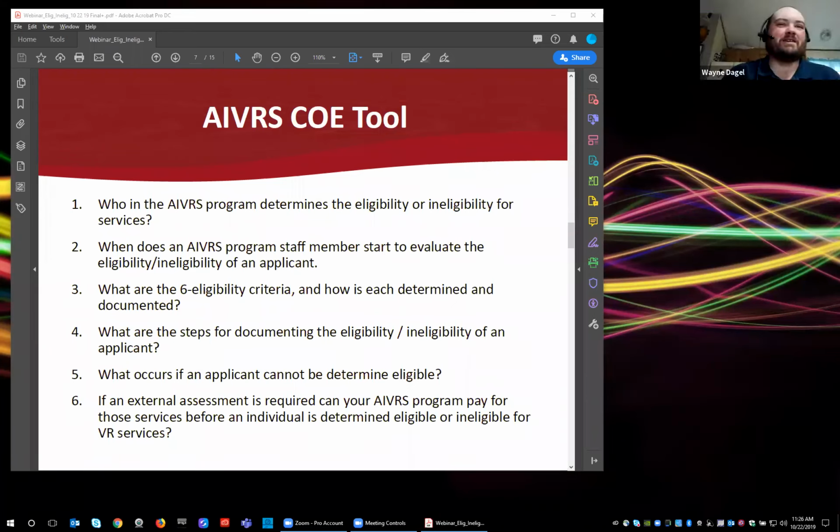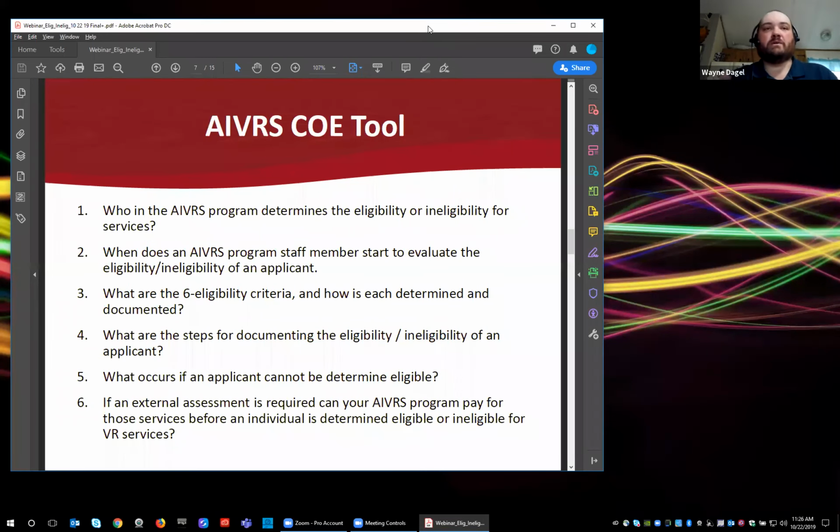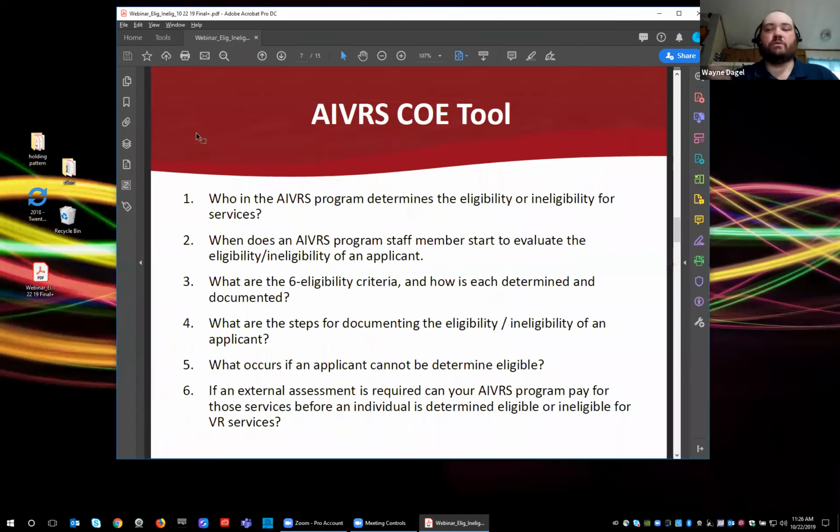If an applicant cannot be determined eligible, they're ineligible. We talked about having a program that has policy and procedures, the due process, the CAP information, all of that's included in that ineligibility. And we send them a letter saying they're ineligible.